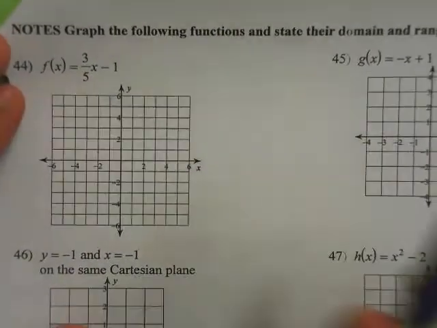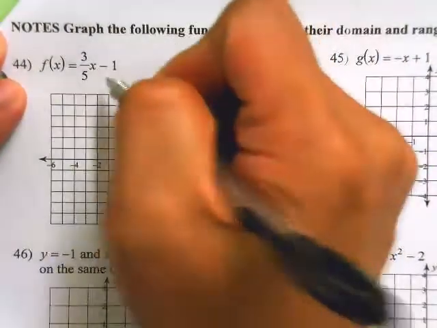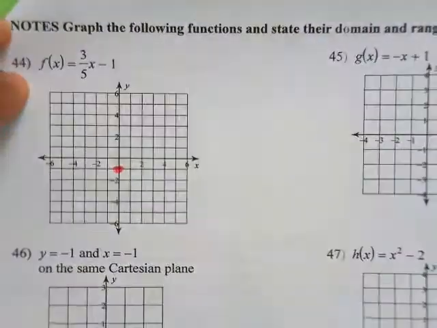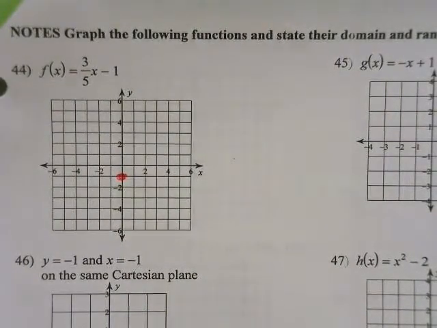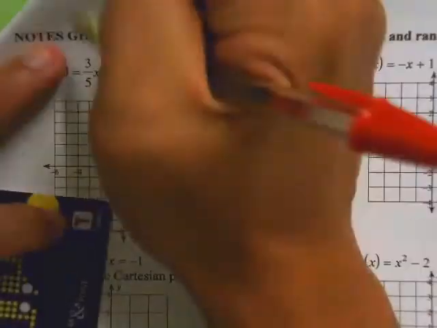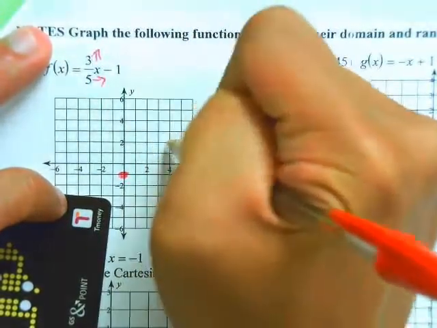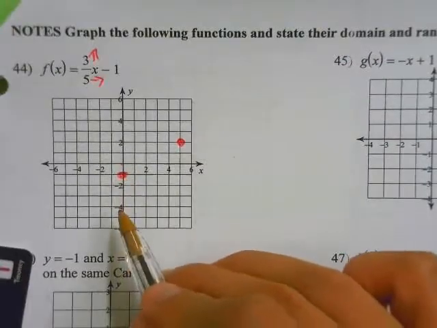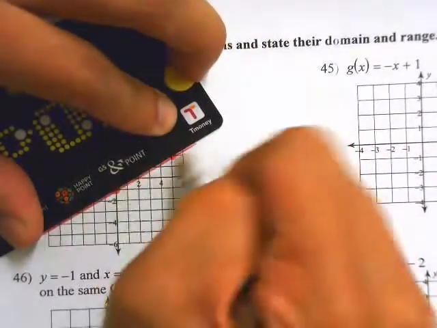44, it is a line. F of x is equal, we just have an x, so our y-intercept is negative 1. So let's graph that. I'm just going to use red, negative 1. And then we are going to go 3 up and then 5 to the right. So we're going to go 3 up, 5 to the right. 1, 2, 3, 1, 2, 3, 4, 5. 2 points should suffice. You can also go totally backwards, 3 down, 5 to the left. I think that should do it.